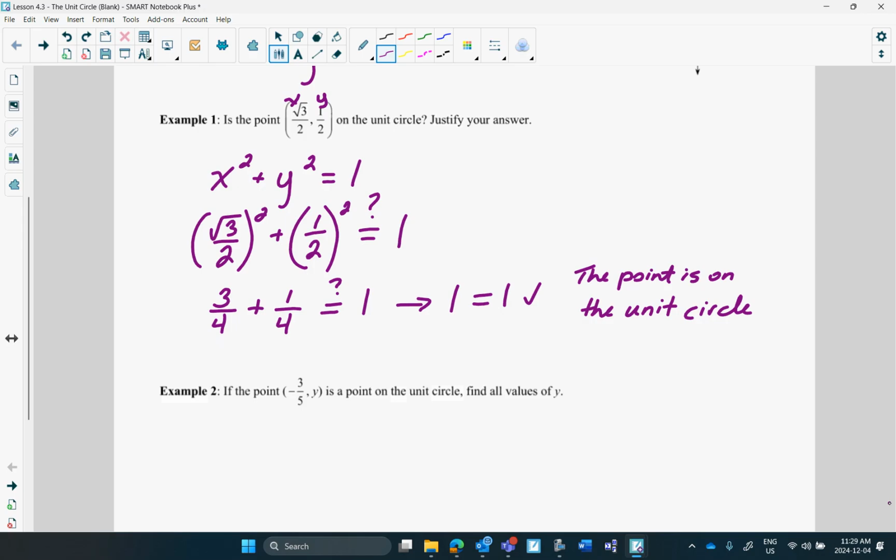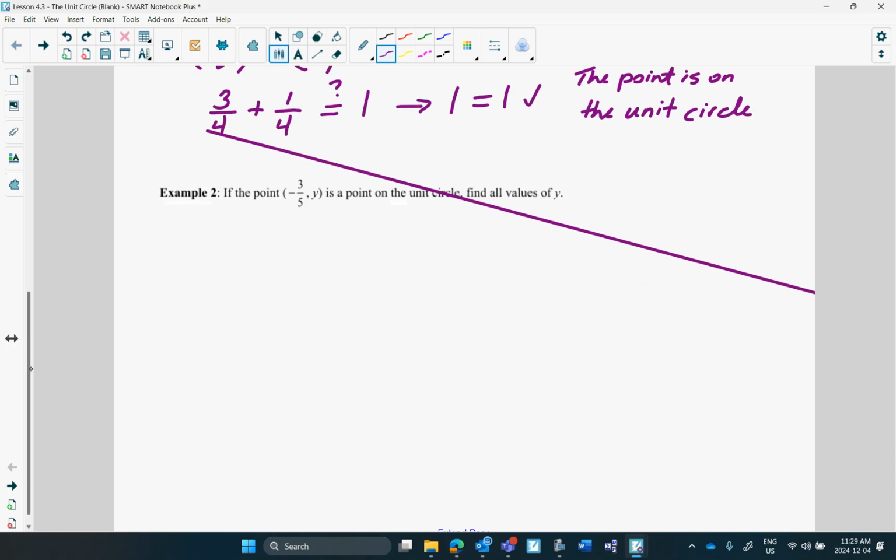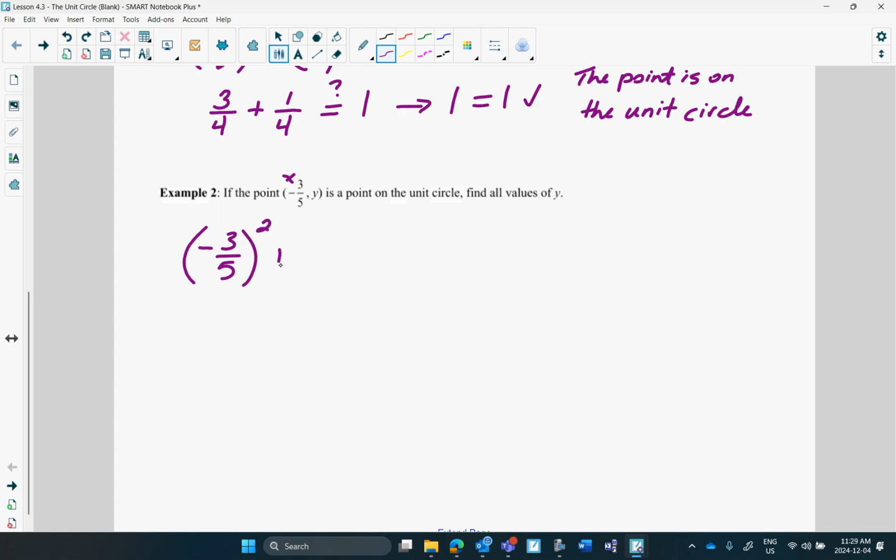We want to know points on the unit circle because that allows us to find the trig values, the trig ratios, and it allows us to solve trig equations. Here's a second type of example you may see. You're told that this point, but you're not told the y coordinate, is on the unit circle. How would you figure out what y is? Well, the x coordinate squared, -3/5 squared, plus whatever this missing y coordinate is squared must equal 1.